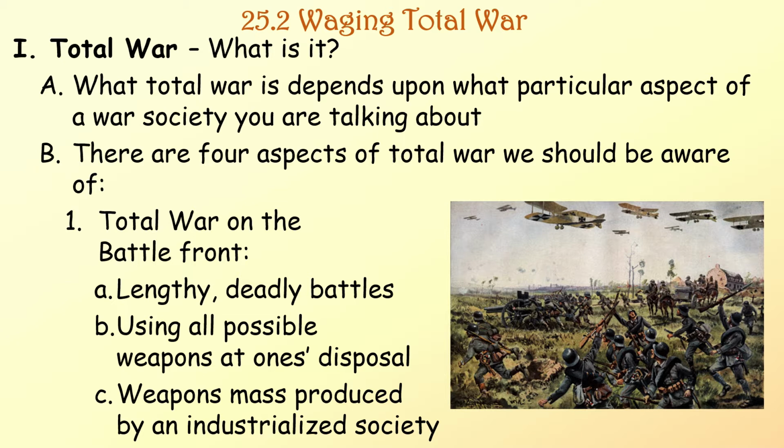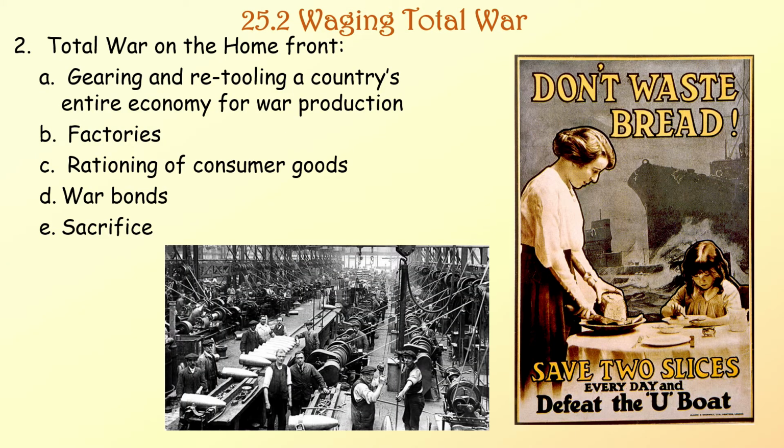First, total war on the battlefront. This involves lengthy, deadly battles, using all possible weapons at one's disposal, and weapons that are mass-produced by an industrialized society. Then there's total war on the home front. That involves gearing and retooling a country's entire economy for war production. Factories, the rationing of consumer goods, the selling of war bonds, and lots of sacrifice.